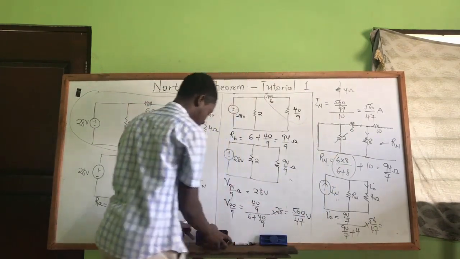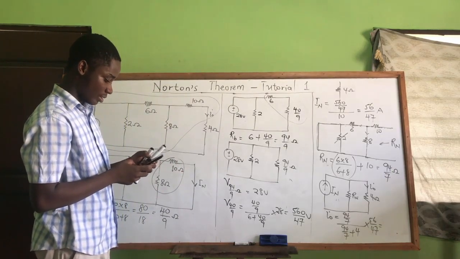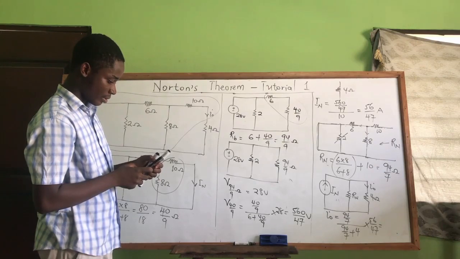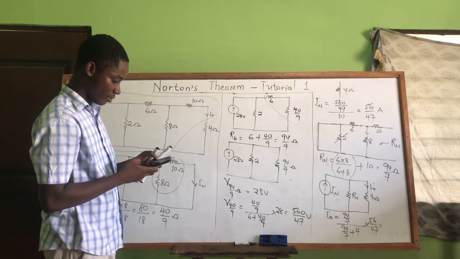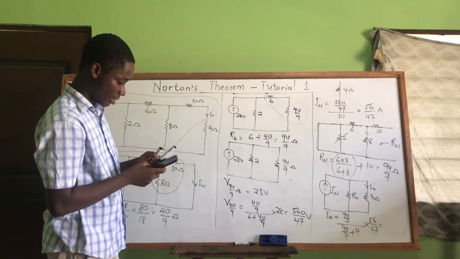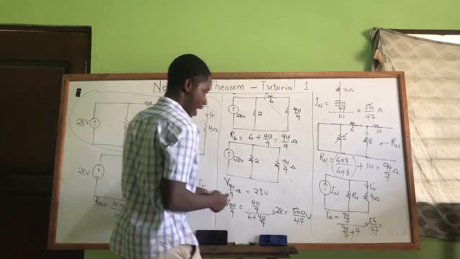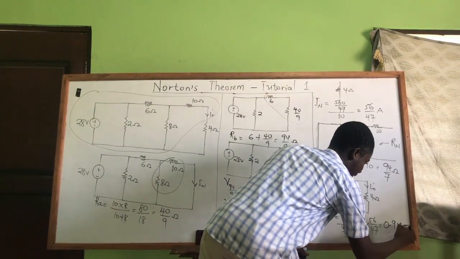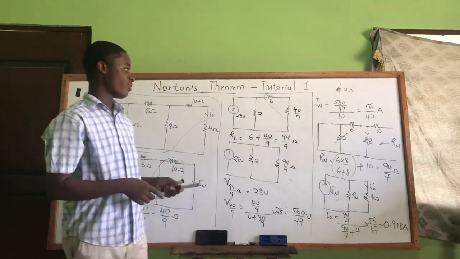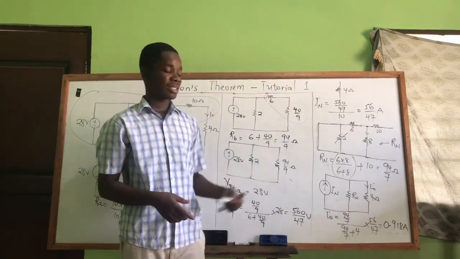So we have to punch this in and calculate the current I naught. So 94/7 divided by 94/7 plus 4, and this is multiplied by the 56/47. That's giving me 0.918 amperes. I remember in our Thevenin's theorem video too, we calculated the current in the 4 and we had what? 0.918 amperes, which is the same as with Norton's theorem.